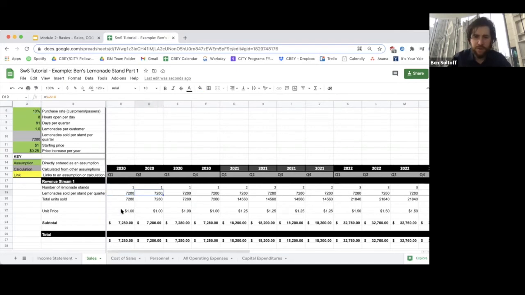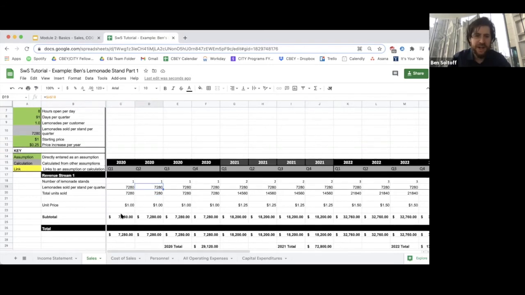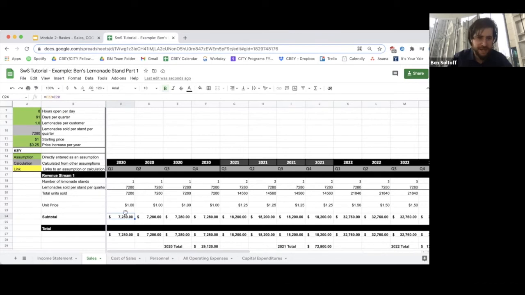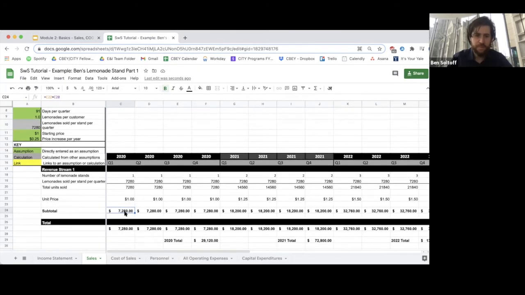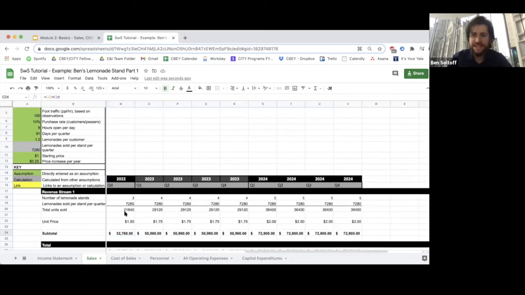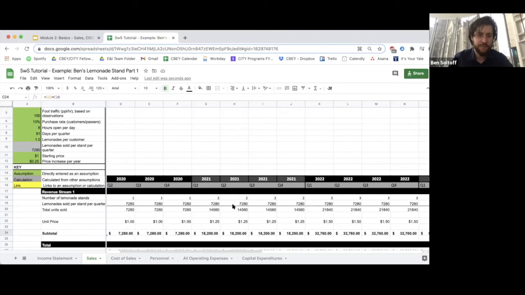And then the price per lemonade, which also increases from year to year. Multiply those things together, and I get the revenue from selling lemonade, which is increasing as the price grows and as the number of lemonade stands grow. Note that I'm assuming a consistent number of sales per lemonade stand, and that's not increasing on a year-to-year basis. This 7,280 is the same from year to year.